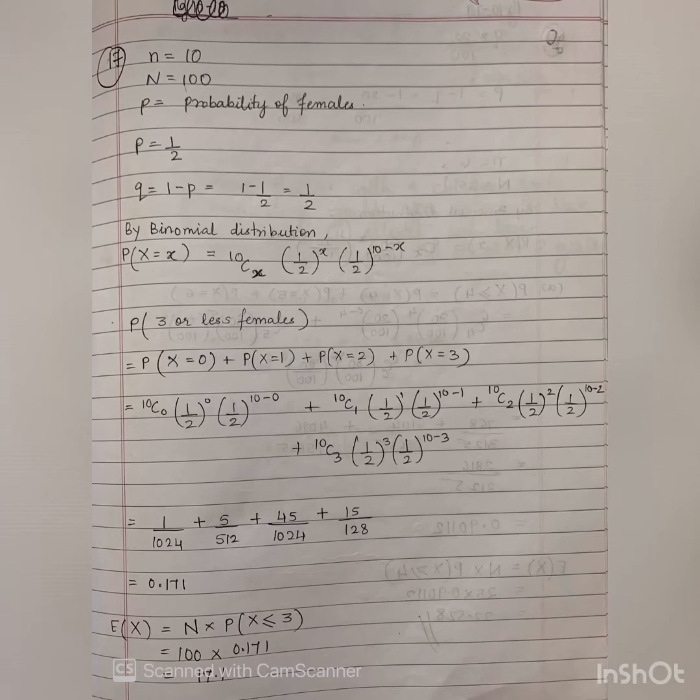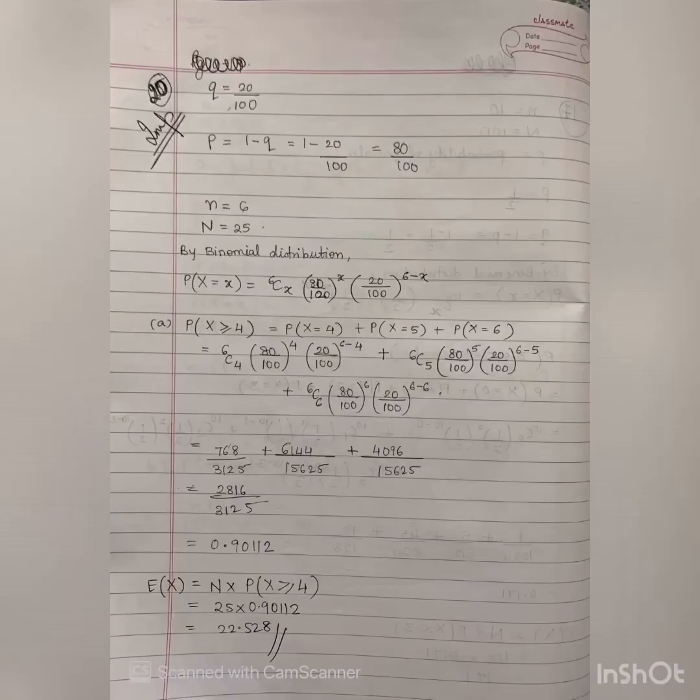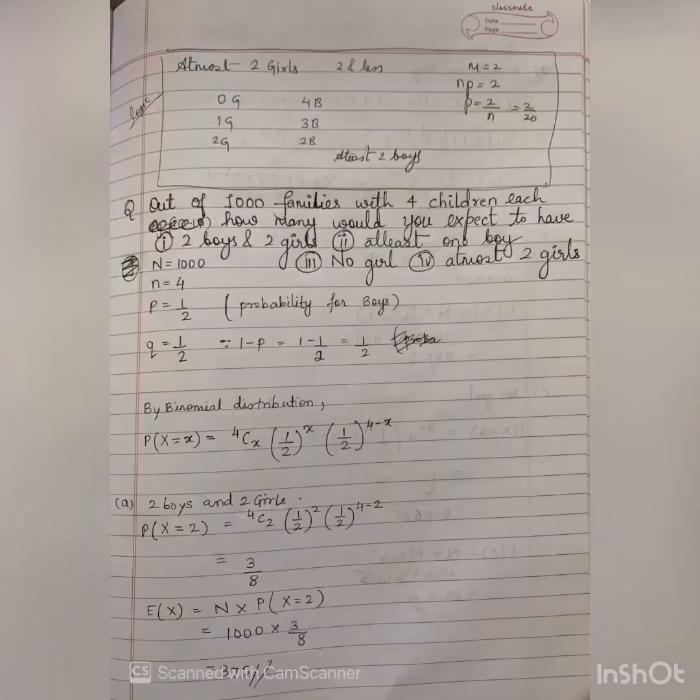Same is applicable for the female concept. Failure is given, pass is asked, Q is 20%, P is 1 minus Q. There are 25 batches of 6 students, so your small n is 6, capital N is 25. I need to calculate for X greater than 4, expectation N into P.